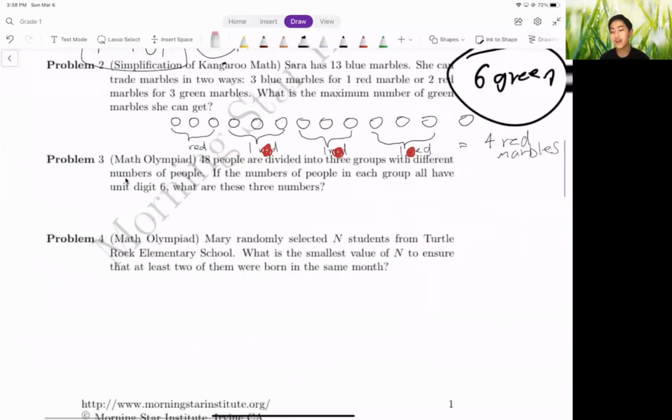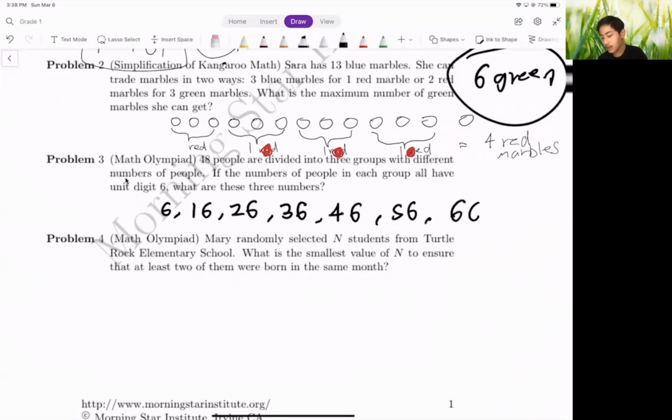48 people are divided into 3 groups with different numbers of people. If the numbers of people in each group all have unit digit 6, what are these 3 numbers? So let's just write all of these out. 6, 16, 26. Let's write some of these out. 36, 46, 56, 66, and so on.